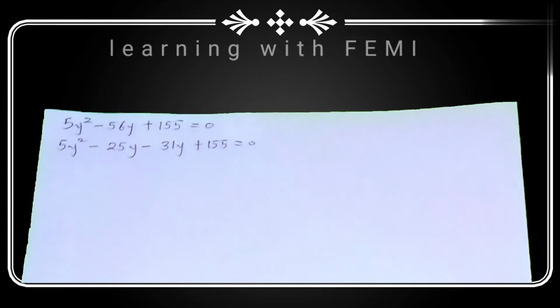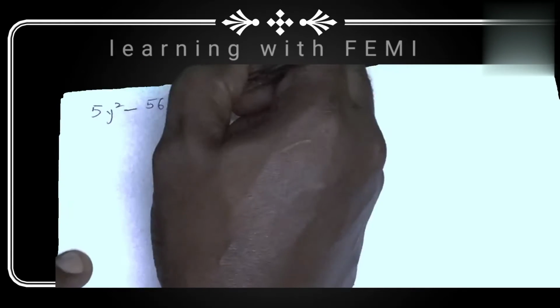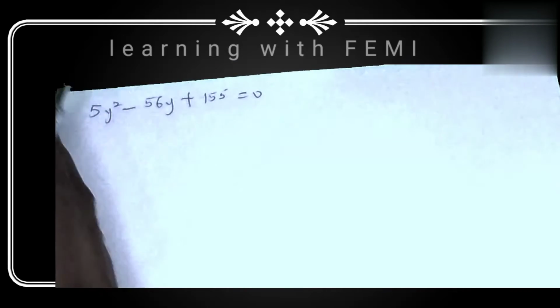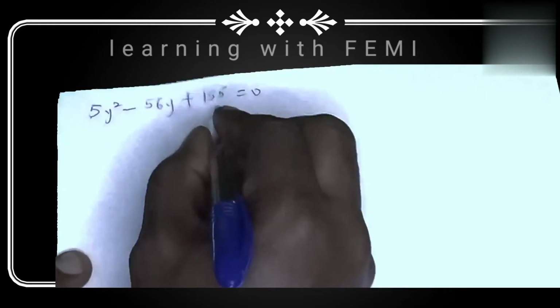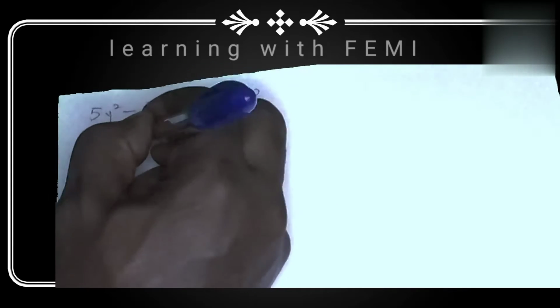How did we get that one? How did we break it down? The breakdown: we have 5y squared minus 56y plus 155 equals 0. Now, to break it by factorization, we multiply 5, the coefficient of y squared, by the one without a variable. So 5 times 155 equals 775.